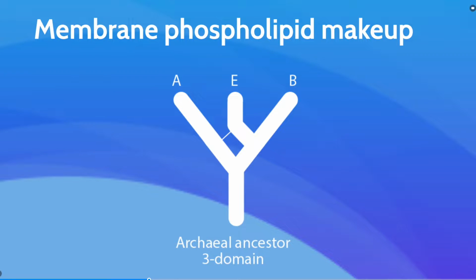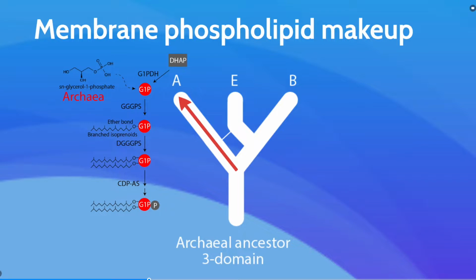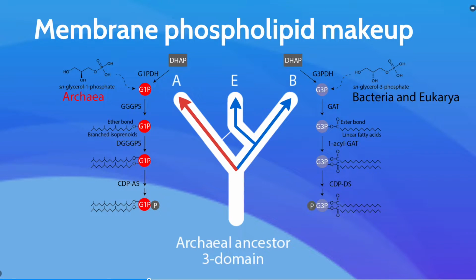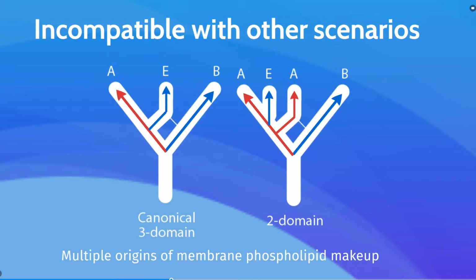First, the Archaea-First scenario parsimoniously explains the membrane phospholipid makeup of cells. In Archaea, isoprenoid side chains are typically ether-linked to glycerol phosphate. In contrast, in bacteria and eukarya, fatty acid chains are ester-linked to a different enantiomer of glycerol phosphate. While the Archaea-First scenario only requires a single origin of the enzymes making up the lipid biosynthetic pathways, the other scenarios require many more.